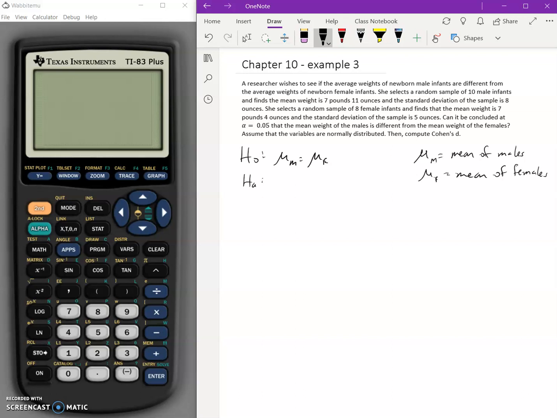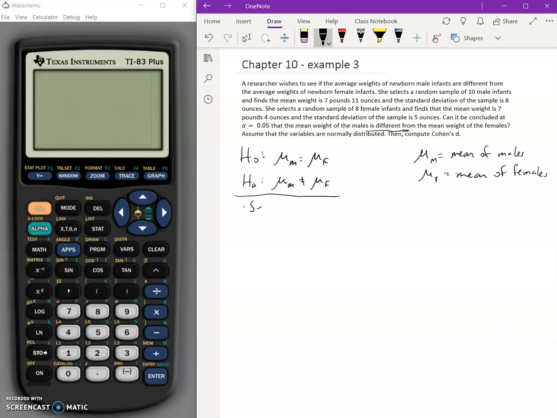Then we have the alternative hypothesis. We're wondering, does the mean weight of the males, is it different? So we have this key thing, is it different? So we're wondering, are these different? So mu sub m does not equal mu sub f.